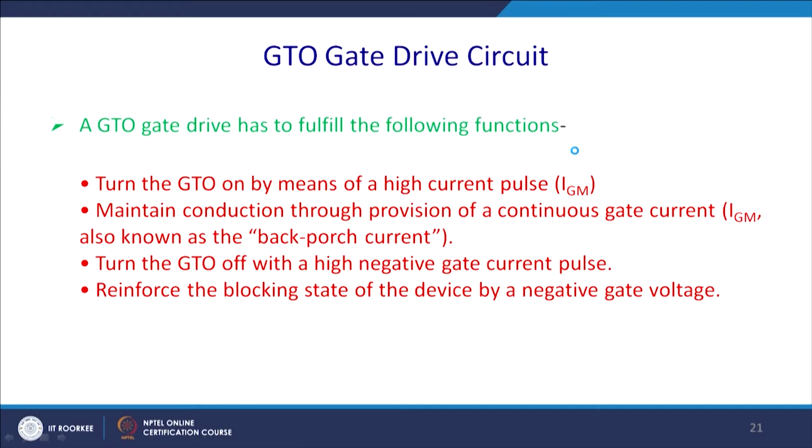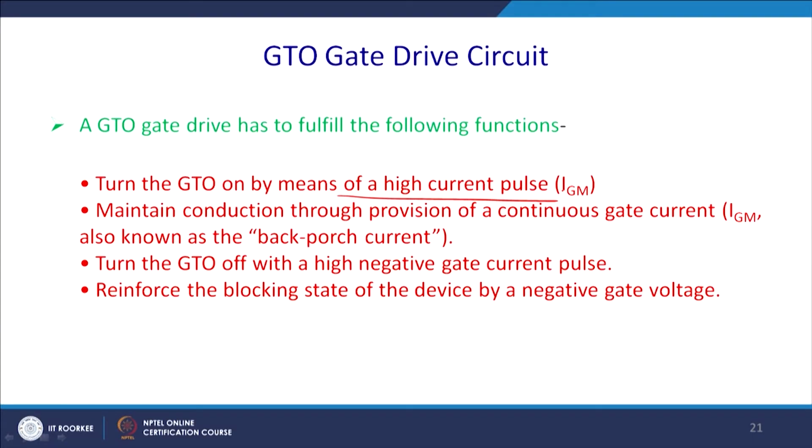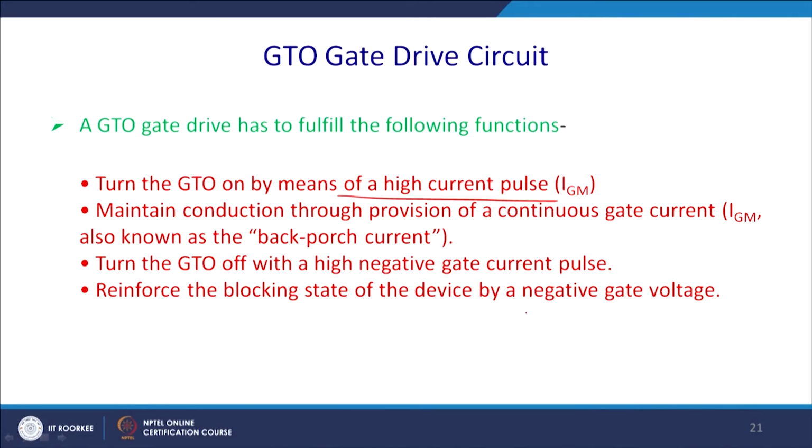So the GTO gate drive circuit has to fulfill a few functions apart from the thyristors, because there is the issue of turning it off. Turning on the GTO means a high current pulse, and it maintains conduction through the provision of a continuous gate current, so there is a continuous power dissipation, because unlike the thyristors, where once it is triggered it is finished. We require to maintain a little bit of gate current to keep the GTO on, and turn off of the GTO needs a large negative gate current pulse, that is also a requirement of the GTO. So it has quite complex gate triggering features compared to the thyristors, and the blocking state is reinforced by a small negative gate voltage. So ultimately it can be used for HVDC applications.